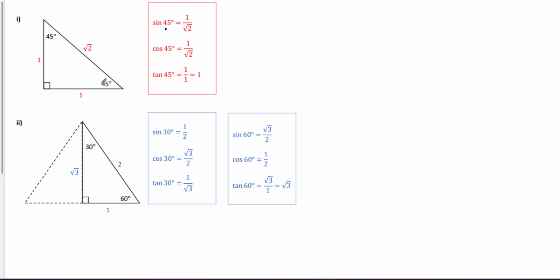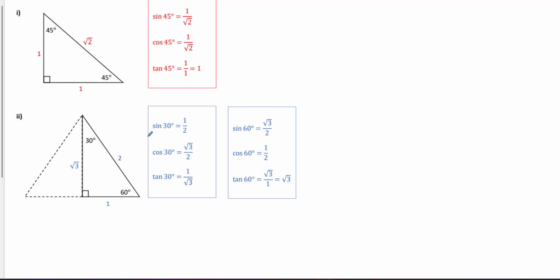So sine 45 is equal to opposite, which is 1 over root 2. Cos 45 is equal to the adjacent, which is also 1 over root 2. And tan 45 is opposite over adjacent. Opposite is here, adjacent is here, 1 over 1. Tan 45 is equal to 1. So that's your three equations that you can get from this one triangle. And you have to memorize these, or memorize the triangle and you can just write them.